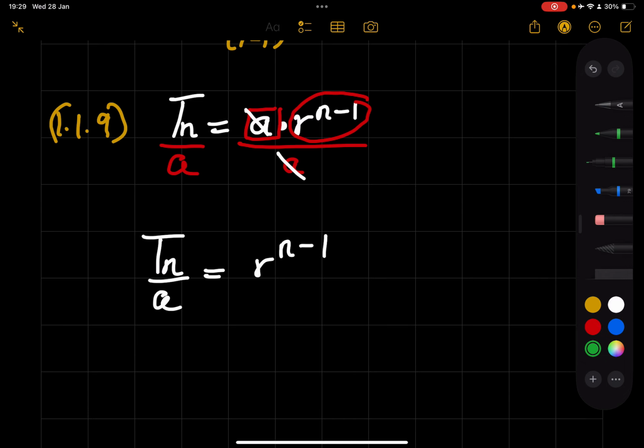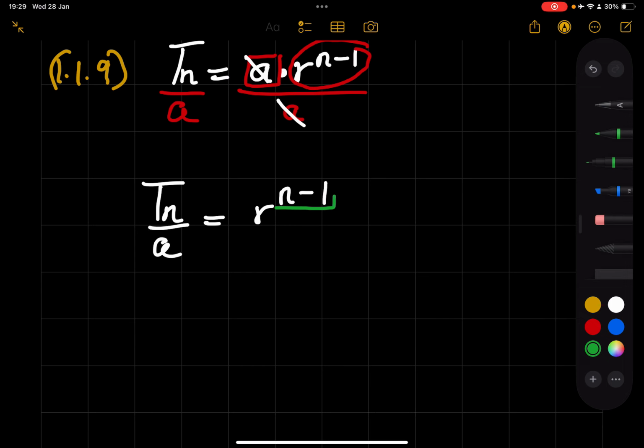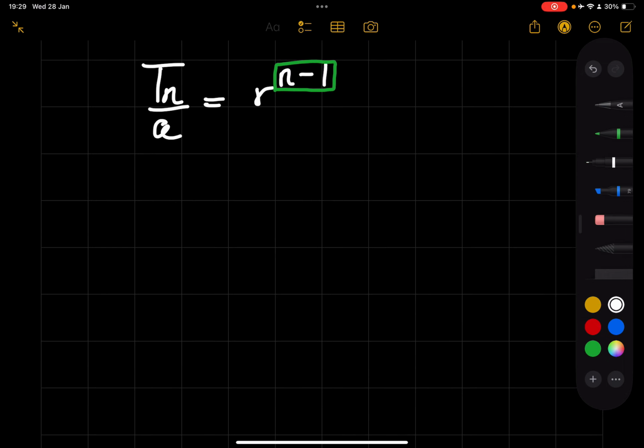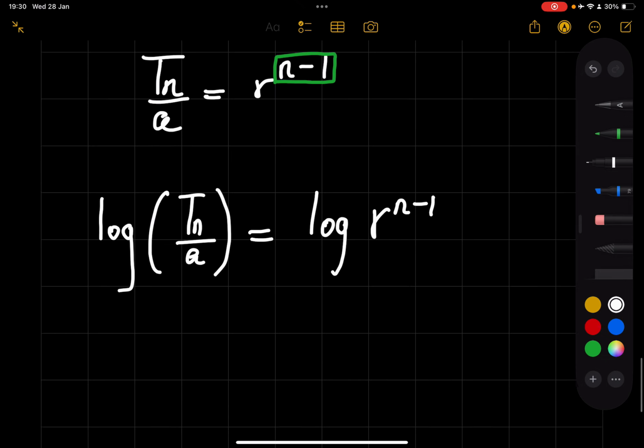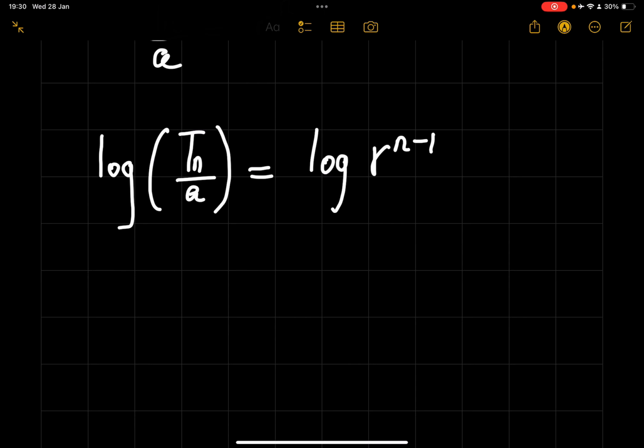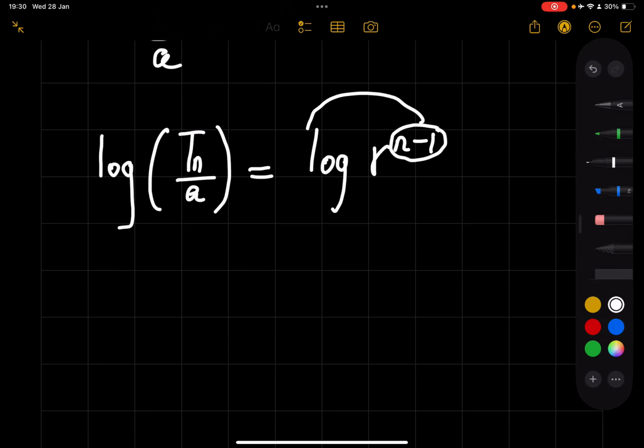And ladies and gentlemen, as I said in the previous video, to bring an exponent down, you always introduce logarithms on both sides of your equation. So we're going to have log of Tn over a is equal to log of r to the power n minus 1. According to the laws of logs, the exponent can become a coefficient.